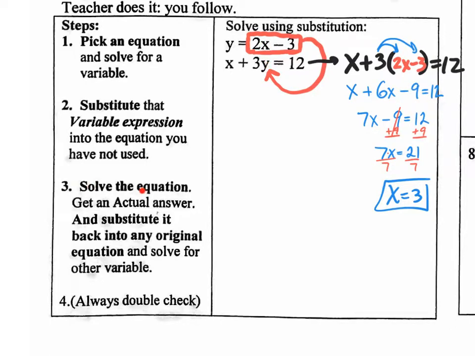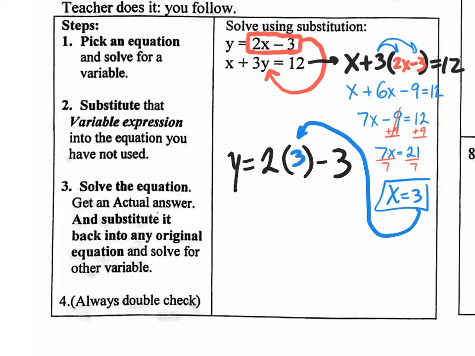And then number 3 says solve the equation. We actually did that. It says get an actual answer. We did that. We got x equals 3. Now what does it say? It says and substitute. That's where the word substitution comes in on the title. Substitute it back into any original equation and solve for the other variable. So again, we have half of the answer. We're going to take that answer, plug it in either to this x or to this x, any x you want, and solve for the other variable y. So I'm going to use the top equation. The top equation reads y equals 2x, but instead of x I put parentheses, minus 3, and of course I'm going to plug in this x right in there into the parentheses, which is 3.